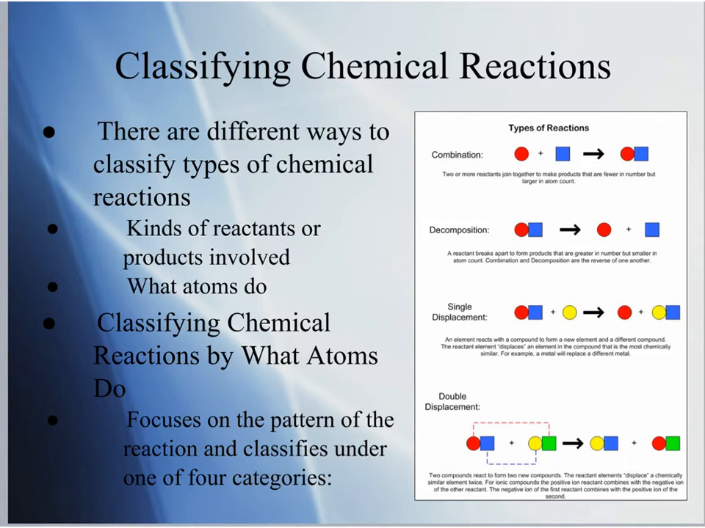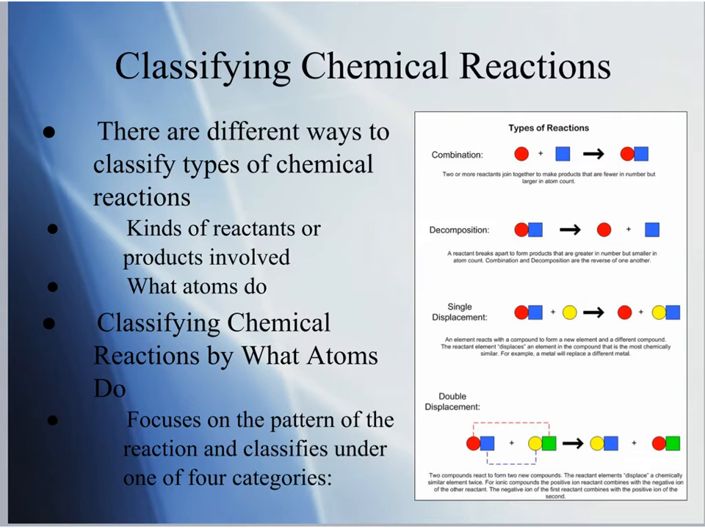All right, so now that we've taken a look at some evidences of chemical reactions, let's take a look at classifying chemical reactions. As mentioned in our other lecture last week, there are different ways to classify the types of chemical reactions. We can take a look at the kinds of reactants or products involved. That's what we looked at last week when we talked about acid-base reactions, precipitation reactions, gas evolution reactions, and combustion reactions.